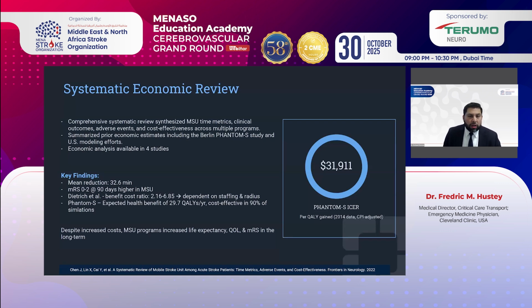And this was largely dependent on staffing and radius, right? The tighter the radius, the more patients they were able to capture, treat, and see, and the higher the benefit cost ratio. In PHANTOMS, they found an expected health benefit of almost 30 QALYs per year. It was cost effective in 90% of the simulations, which is quite incredible, with an incremental cost effectiveness ratio of about 31,911. So again, demonstrating cost effectiveness across several economic studies.